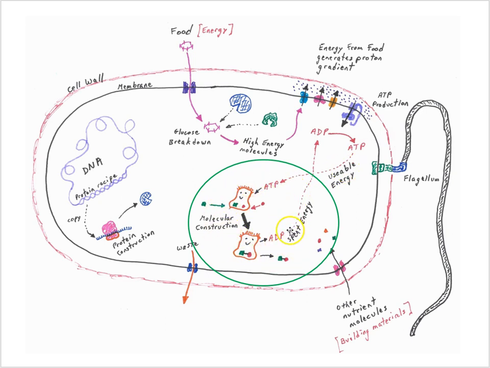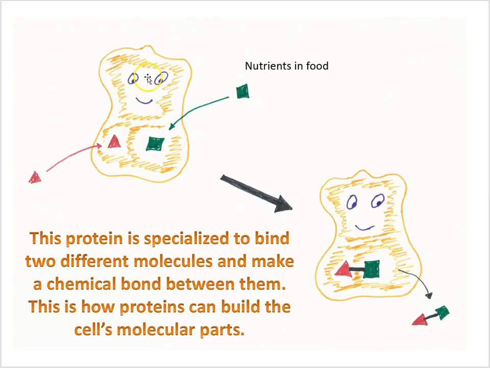And now it's time to see what's going on in the chemistry in the cytoplasm here. Well, this protein then is specialized to bind two different molecules and make a chemical bond between them. And this is how proteins can build the cell's molecular parts. So the molecules, the green one and the red one, there might be nutrients in food. So they were imported into the cell, or they were broken down from more complex food items.